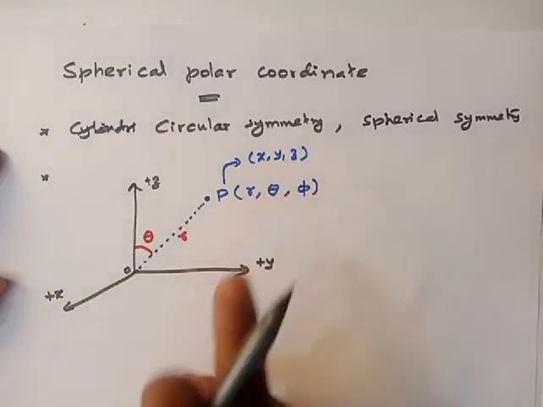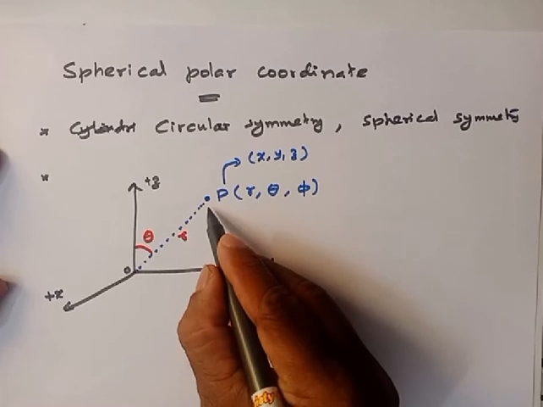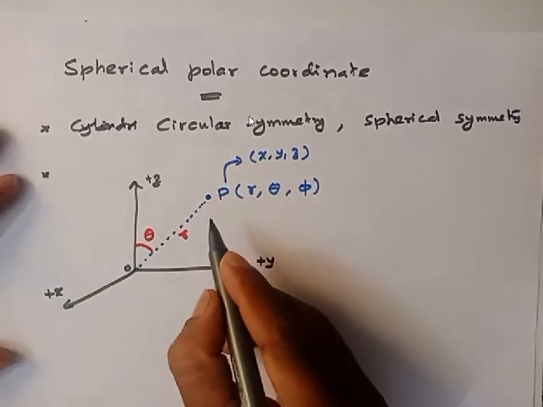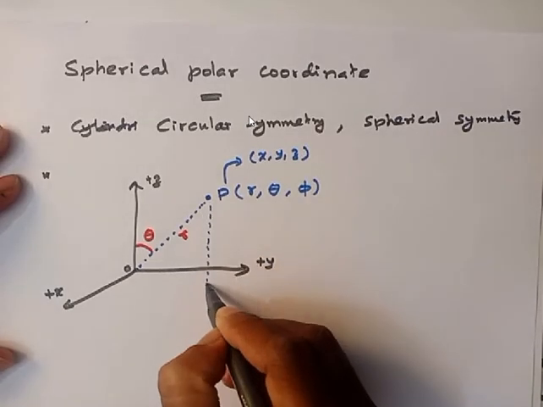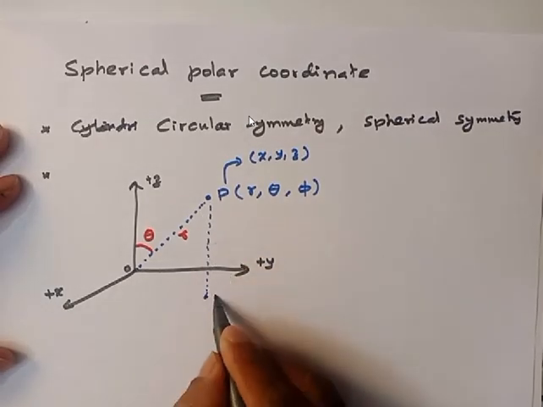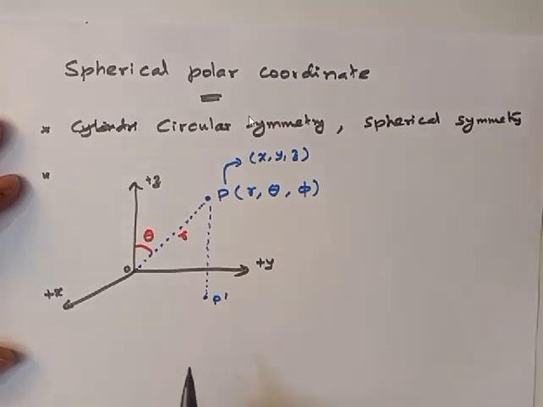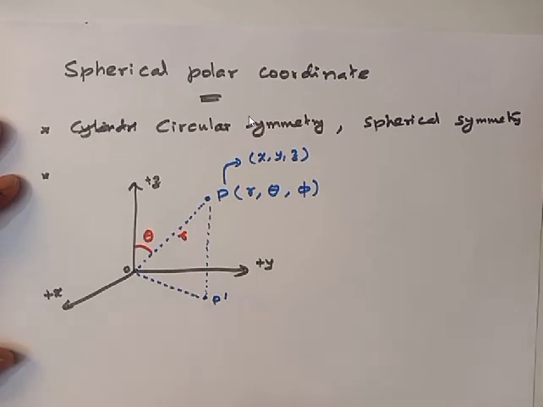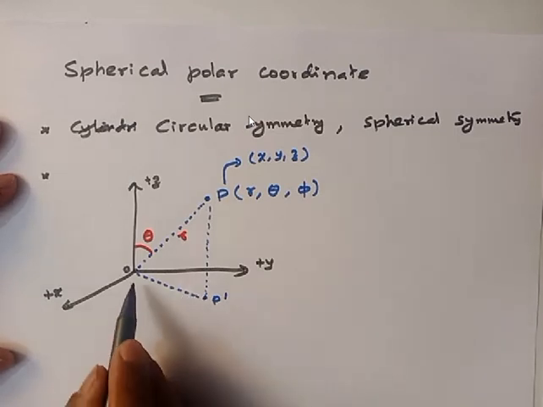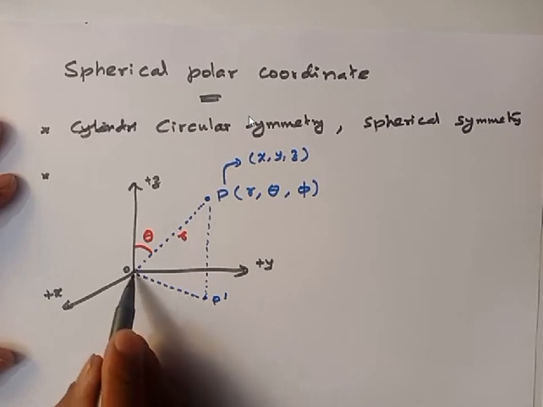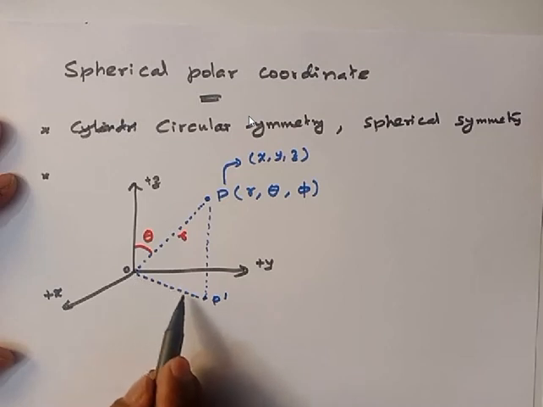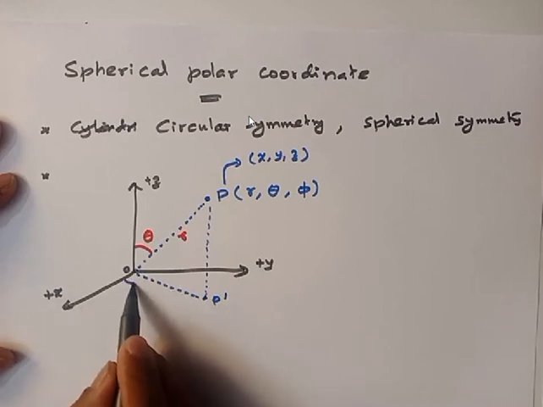Then what is the phi angle? For the phi angle, you draw a perpendicular from the point P to the XY plane, also called a projection. I'm just projecting this point onto the XY plane. Now connect the origin to this point P prime. Now the angle between the line joining the origin to the projected point P prime, and the positive x-axis, is what we call phi.